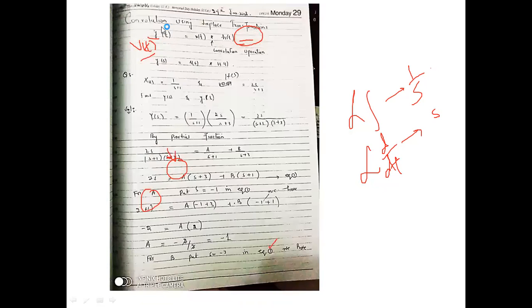Okay. So now convolution using Laplace transformation: y of t is equal to h of t convolved with x of t. Okay, this multiplication operator is the convolution. So y of s is equal to x of s into h of s. Now the question is x of s is given, h of s is given, we have to multiply it using the Laplace transformation. Okay, so that is called the convolution. So this is x of s, this is h of s, multiplying this we will get this.